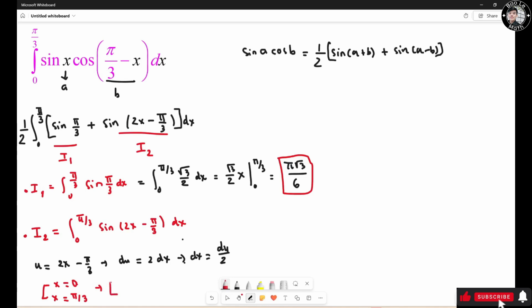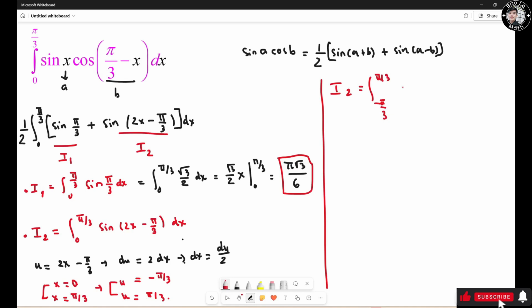Then u becomes negative pi over 3, and u becomes pi over 3, right? So I2 becomes the integral from negative pi over 3 to pi over 3 of sine of u du, and then don't forget to divide by 2, so it could be 1/2 right here.